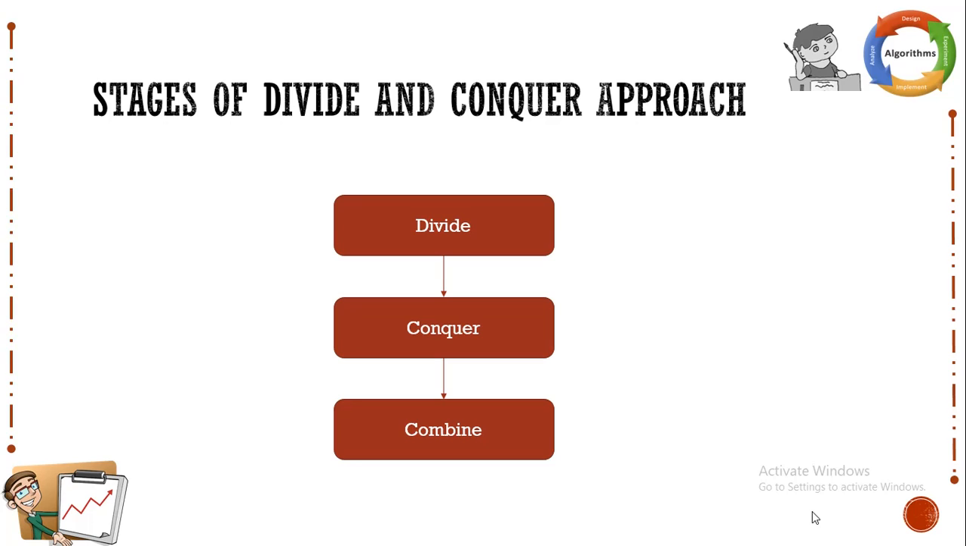The second stage is conquer. In the conquer stage, the subproblems can be solved either recursively or non-recursively. And finally, the most important step is combine. Solutions of the subproblems are combined to get the global result of the original problem, because at the end, our major goal is to get the answer to our original problem. So I hope that you have understood the three most important stages of divide and conquer approach, that is divide, conquer and combine.